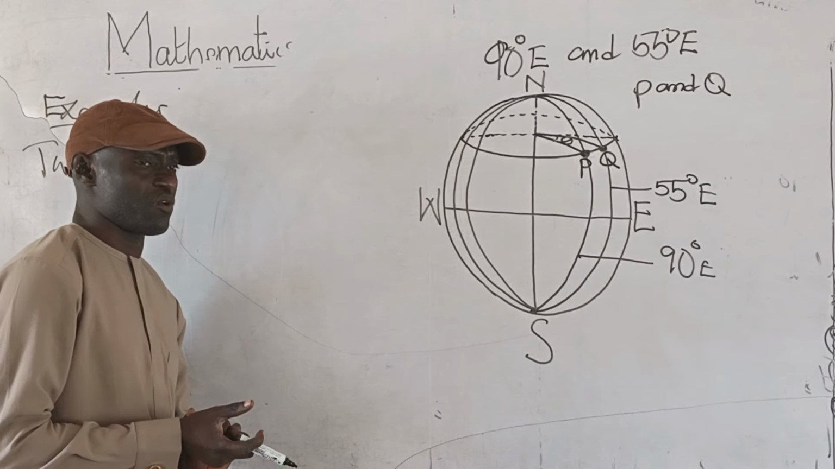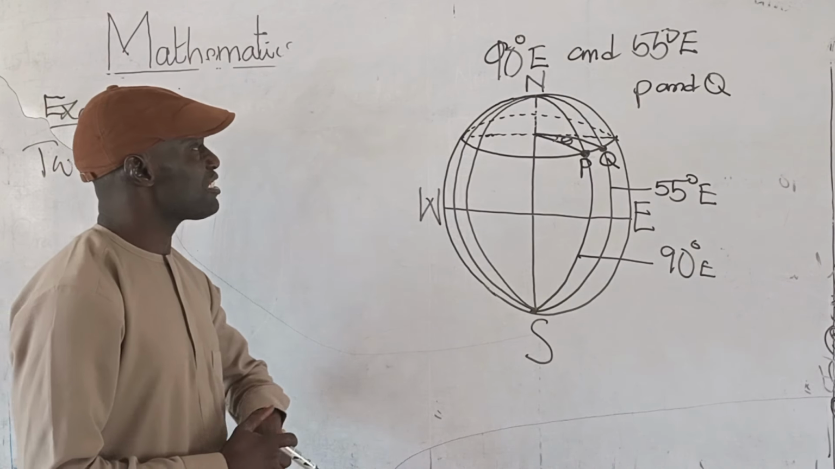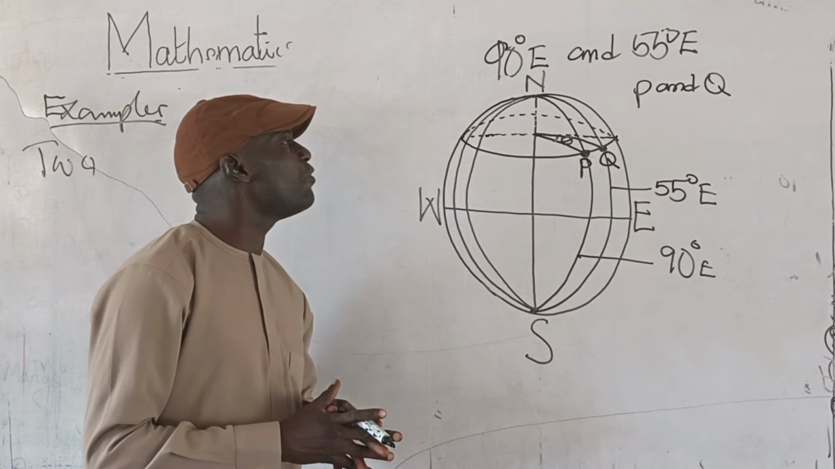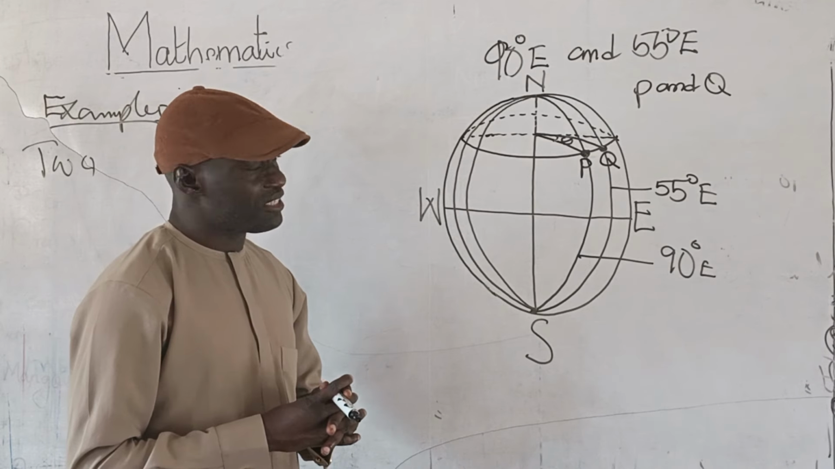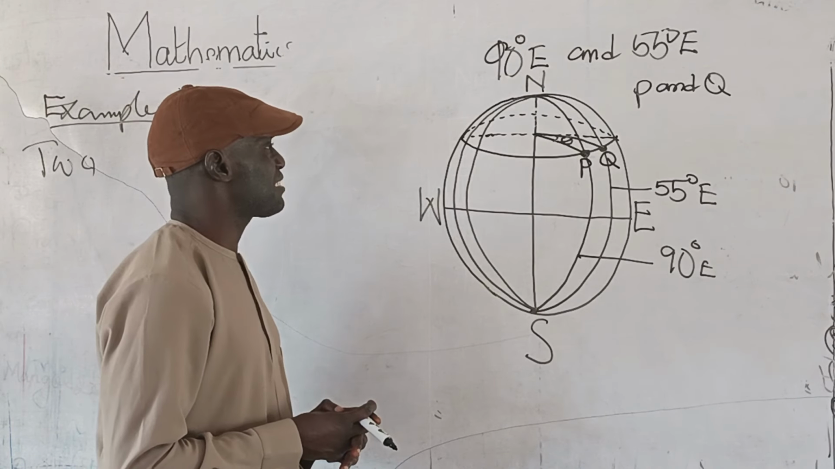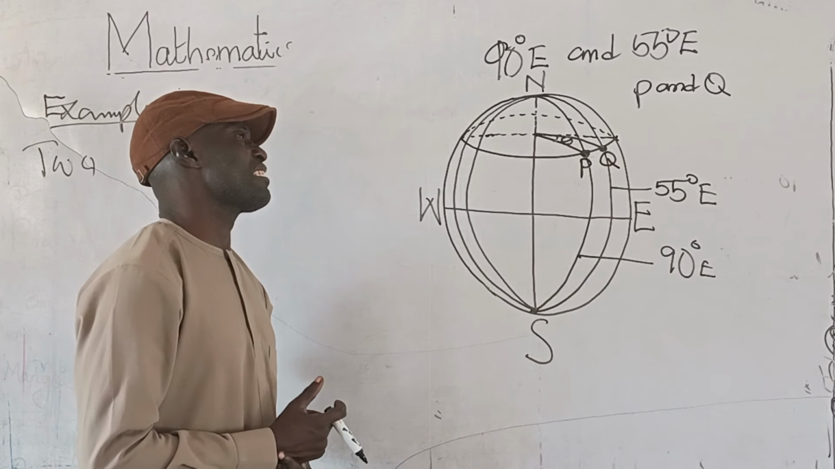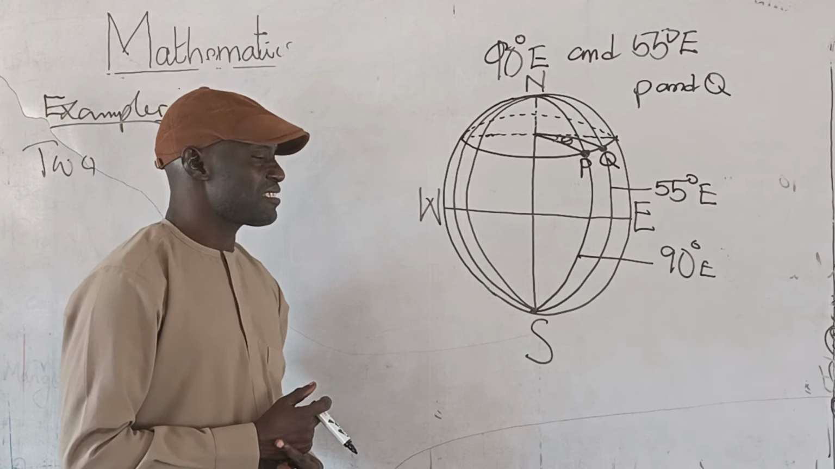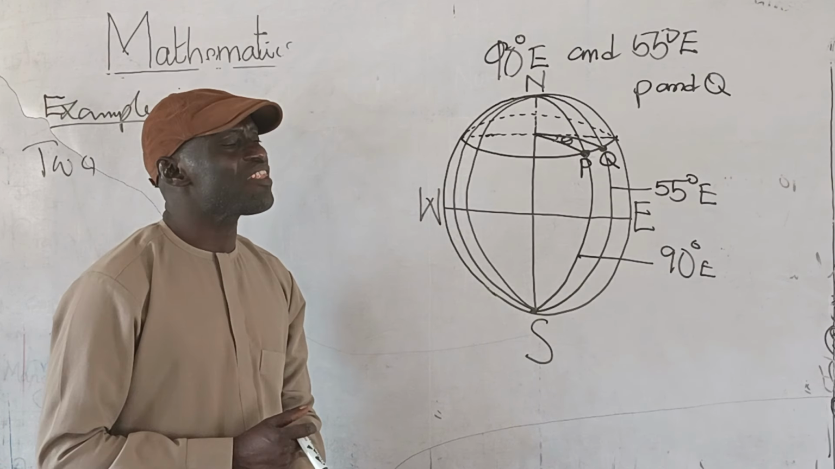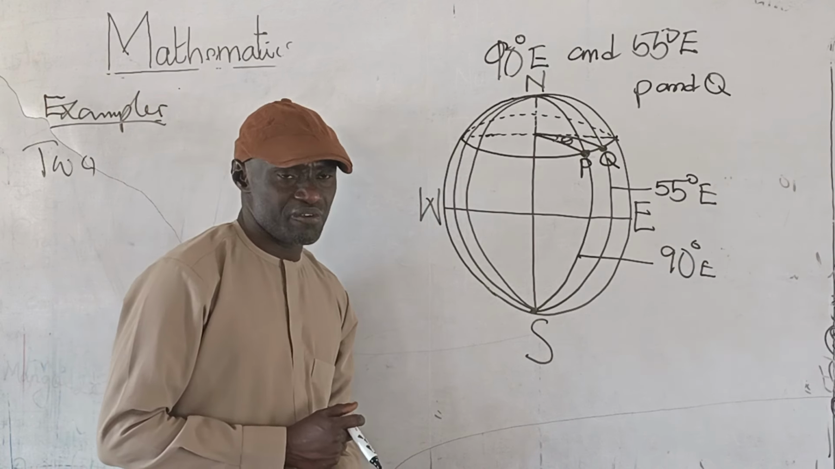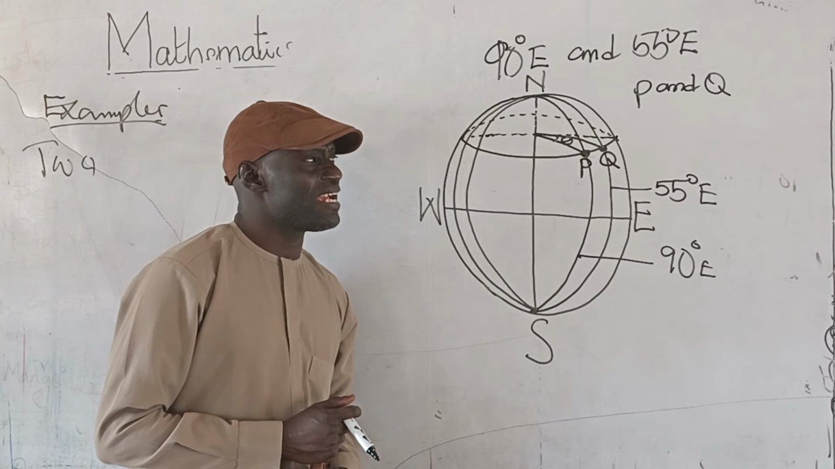I want to repeat the question so that I can get it well. Let me quickly go back again so that I can get the information well. The question says, two towns P and Q lay on the equator, and their longitudes are 90 degrees east and 55 degrees east. The question now says, find the distance between P and Q along the great circle.